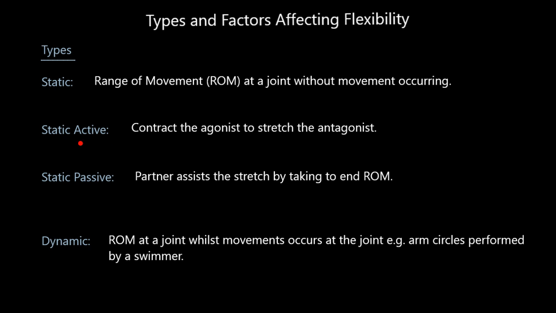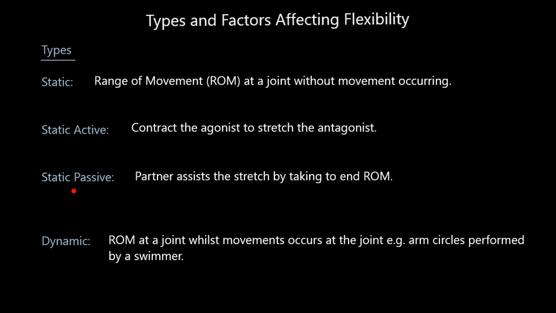Static active, you are actively stretching yourself. So what you do is you contract the agonist to stretch the antagonist. So an example there would be giving someone a free ticket to the gun show, contract your bicep, show them how big your bicep is, and it will automatically stretch your tricep on the back of your arm. Equally, you contract your quadricep and extend your knee, that will stretch the hamstring on the back of the thigh. So contracting the agonist will stretch the antagonist.